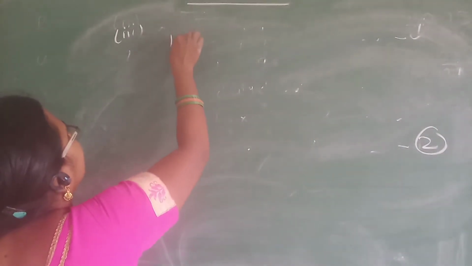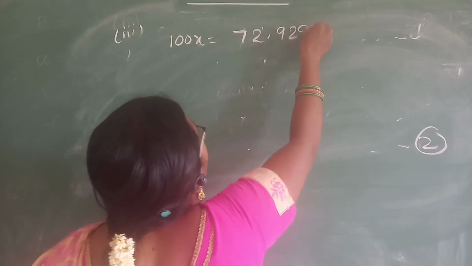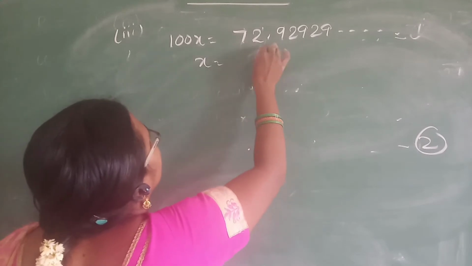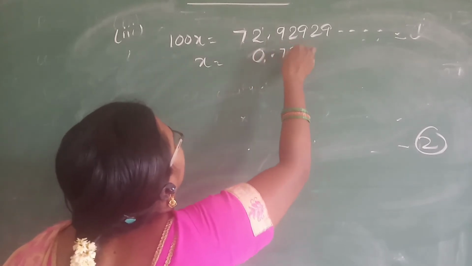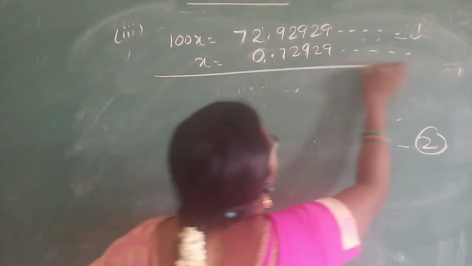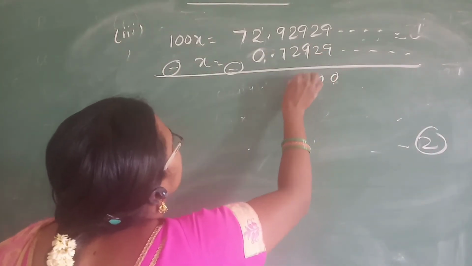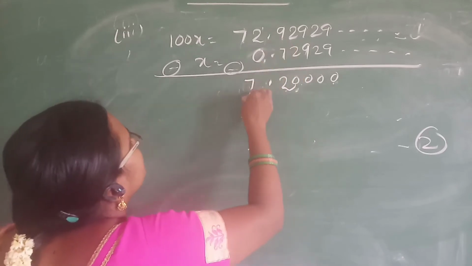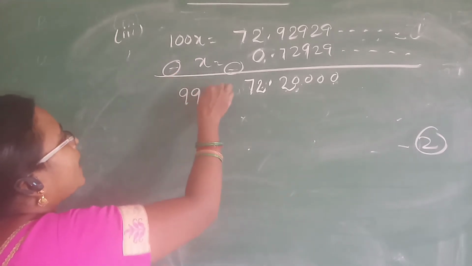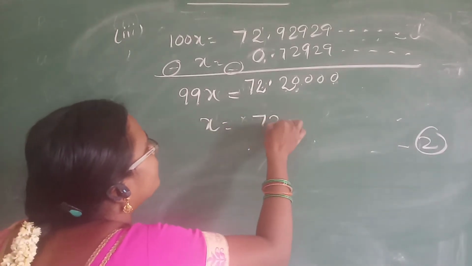So 100x is equal to 72.92929 and so on. Now x is equal to 0.72929 and so on. Now make the subtraction. 9 minus 7 is 2, 72 minus 0 is 72, and 100x minus x is 99x. Now I want the value of x: 720 by 99.